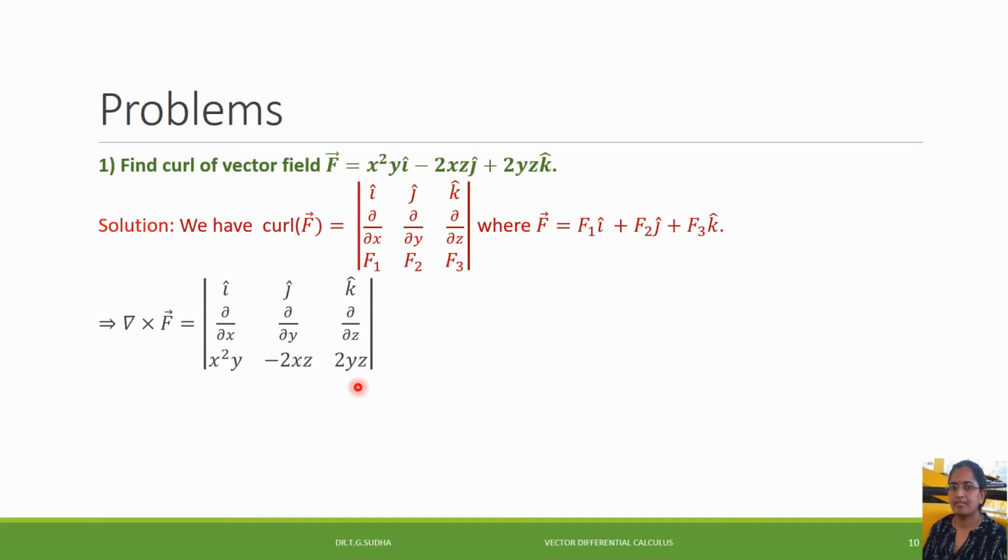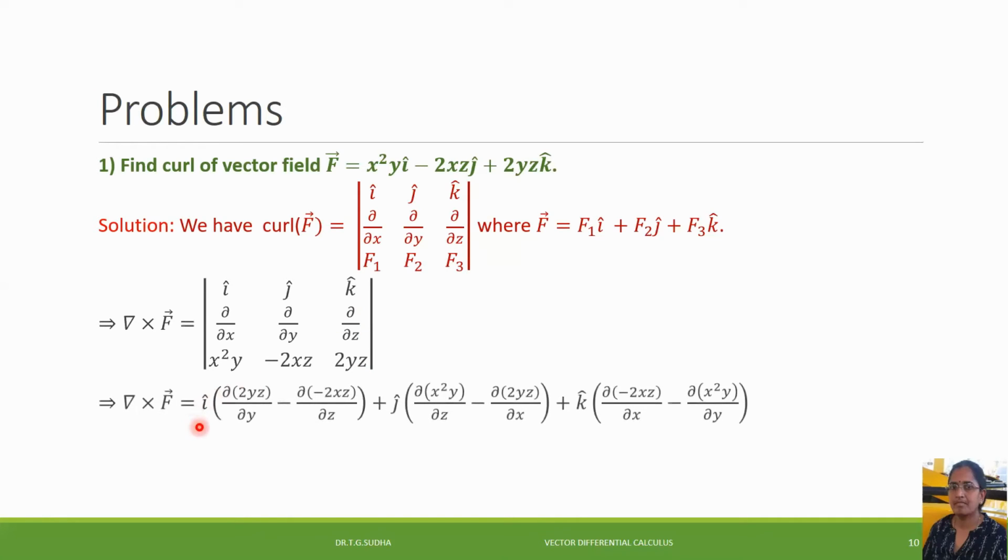Now we know how to evaluate a determinant. So let us evaluate this using the first row. So we get del cross f is equal to i into, so you delete this column and take this submatrix, that is dou by dou y of 2yz minus dou by dou z of minus 2xz.